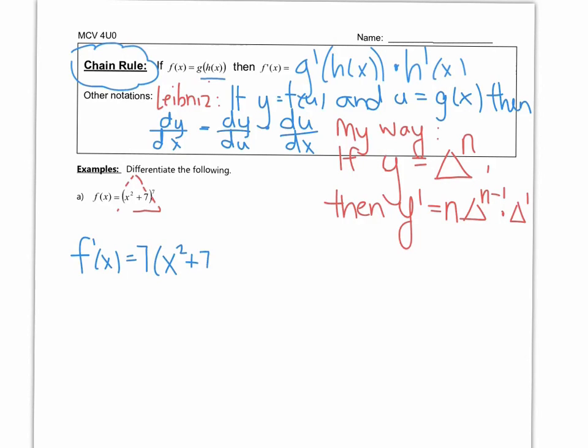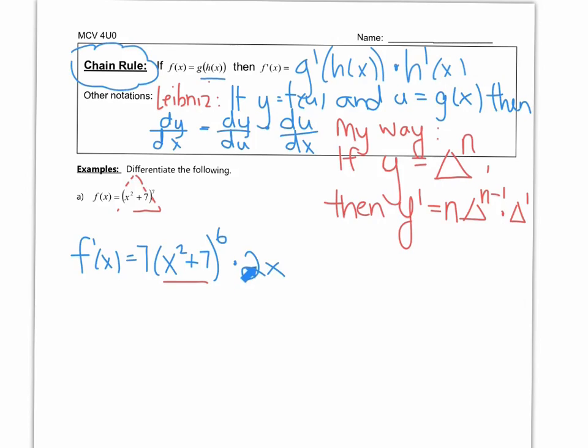Triangle to the 6. That's just using my basic power rule. And now I'm going to go inside and take the derivative of the inside there, and everything gets multiplied, and that would, of course, be 2x on the inside. So that one starts out pretty simple. We do a little bit of simplifying.